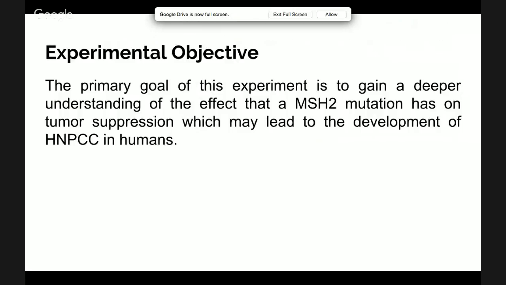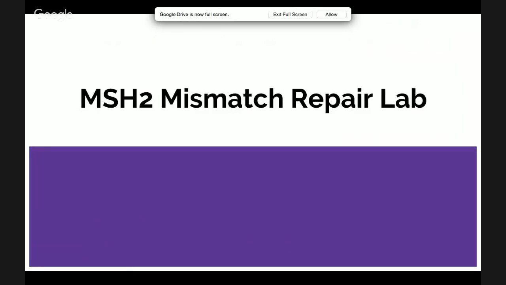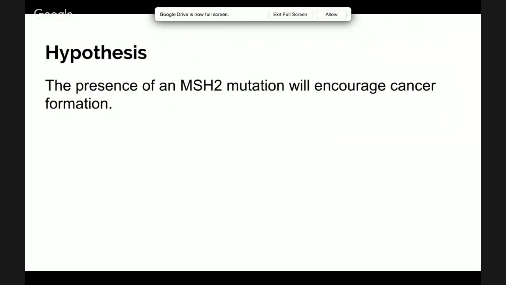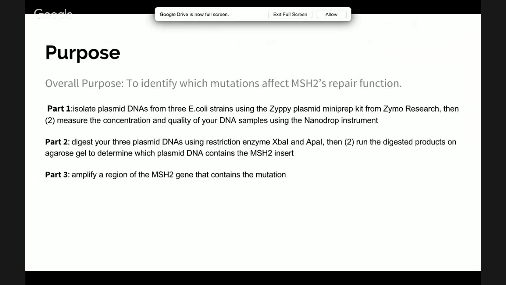And now for the fun part, the MSH2 mismatch repair lab. Our experimental objective of this lab was to gain a deeper understanding of the effect that an MSH2 mutation has on tumor suppression, which may lead to the development of HNPCC in humans. Our hypothesis was the presence of MSH2 mutation will encourage cancer formation. The overall purpose is to identify which mutations affect MSH2's repair function.